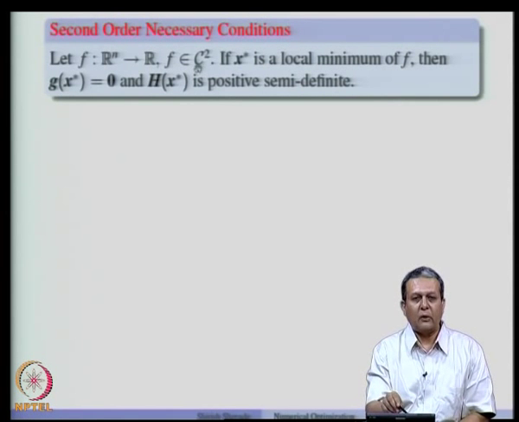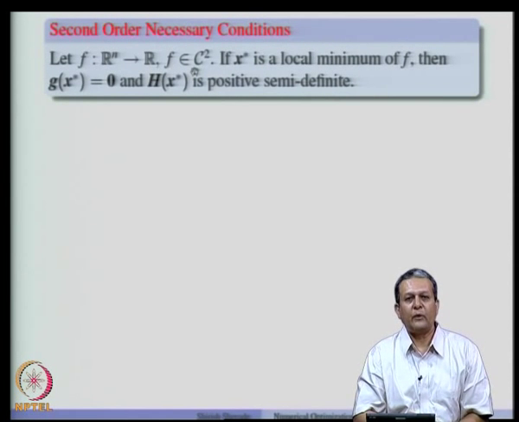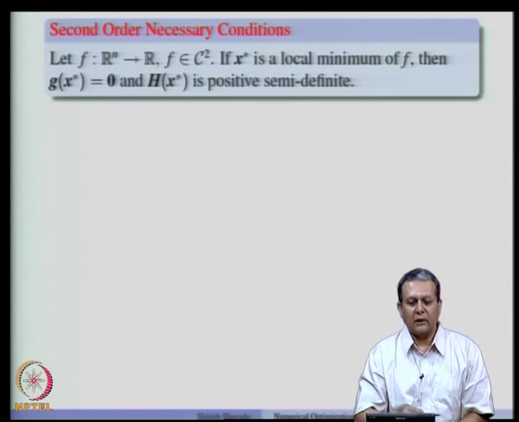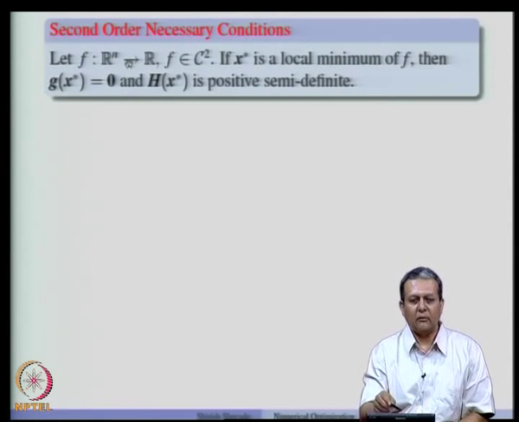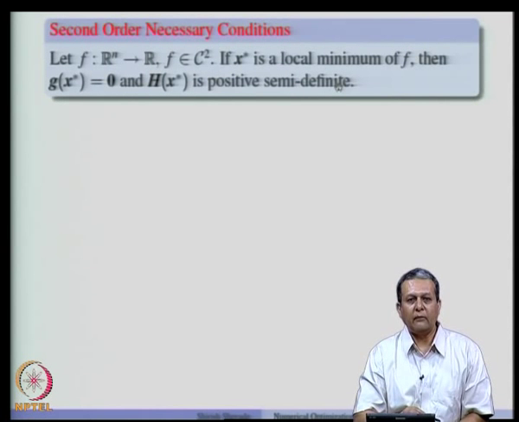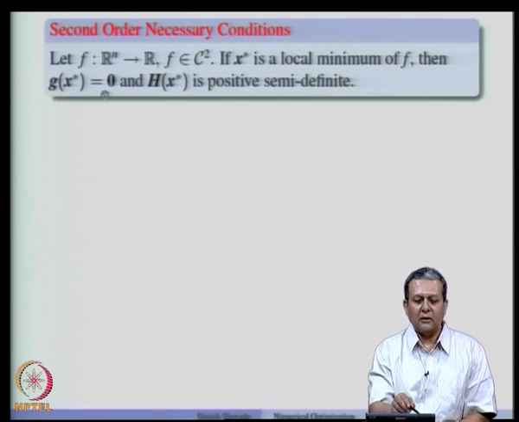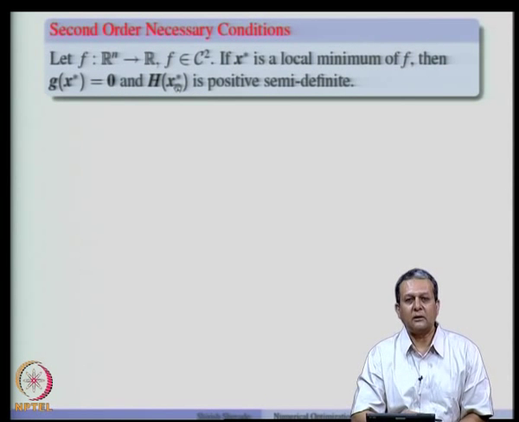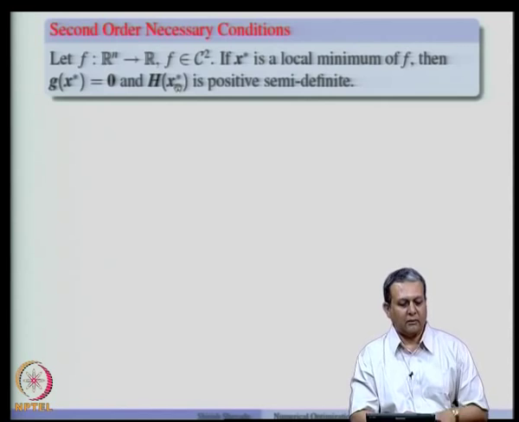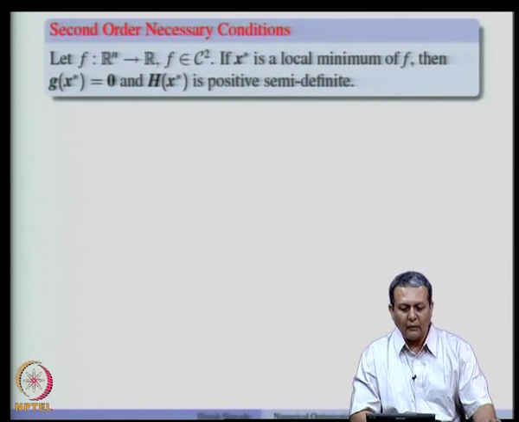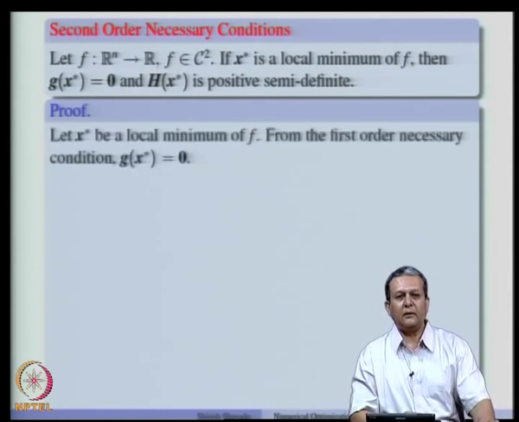So, for that purpose, we have to assume that the function is twice continuously differentiable. So, let us consider a function from Rn to R which is twice continuously differentiable. Now, if x star is a local minimum of f, then the gradient at x star is a 0 vector and the Hessian matrix at x star is a positive semi-definite matrix. So, let us prove this result.